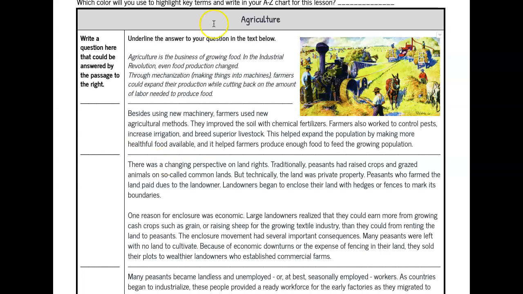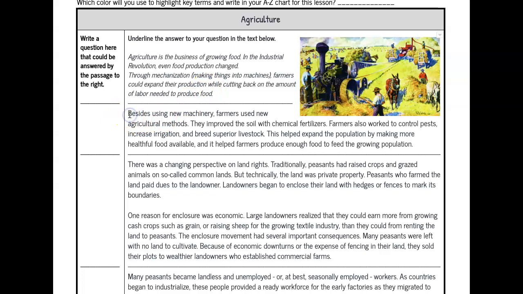I'm going to get started by talking about agriculture, and I'll start up here at the beginning. So it says, agriculture is the business of growing food. In the Industrial Revolution, even food production changed. Through mechanization, making things into machines, farmers could expand their product while cutting back on the amount of labor needed to produce food. That's just a little intro.